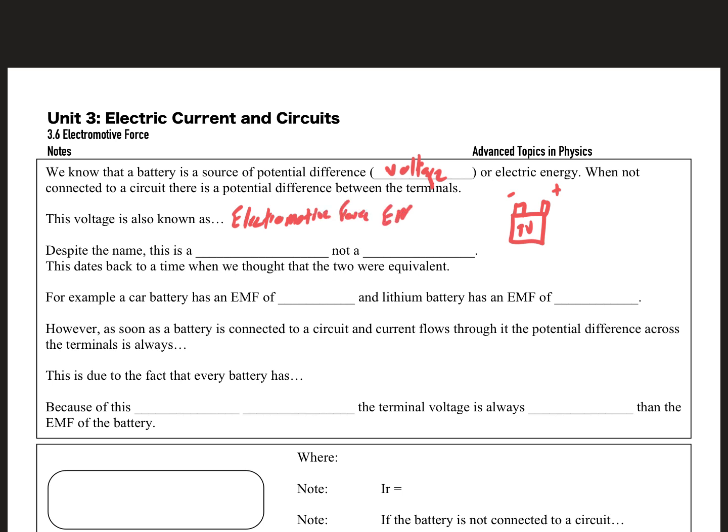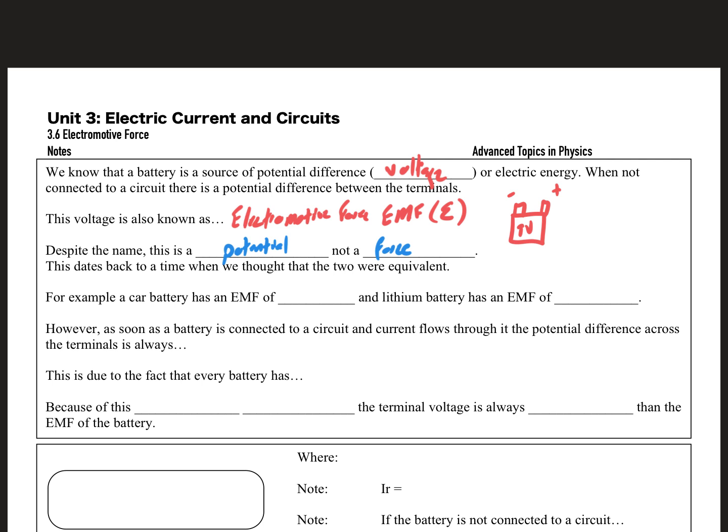Or the EMF, and we use the symbol capital epsilon to indicate that. So despite the name, this is a potential, not an actual force. This is back when we thought they were equivalent. So before we really knew how things worked, we started calling things certain names, and we just kind of kept it. So that's kind of interesting.